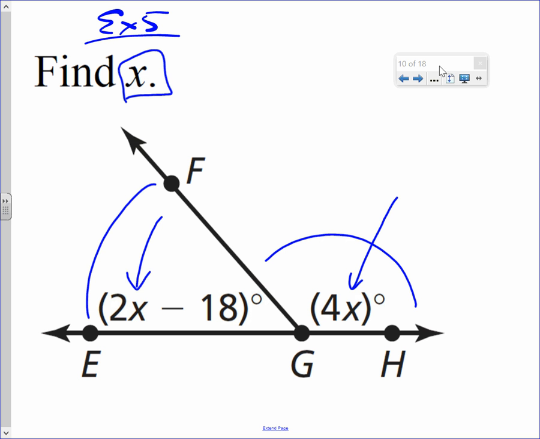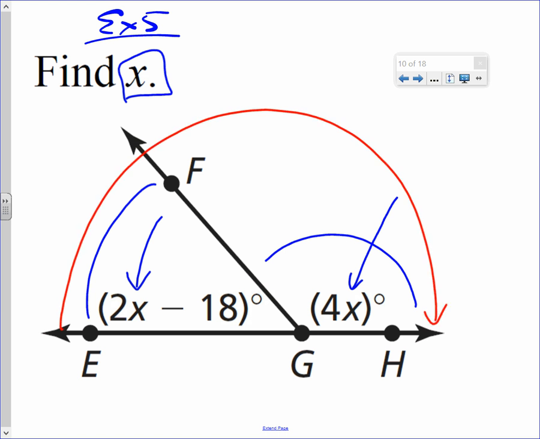What about the big angle? 180. Nice. The big angle is a 180 degree. It's a straight angle. In other words, from here all the way over here is half of revolution. Half rotation would be 180 degrees. We're ready to rock and roll. There's our equation. Again, the big angle equal to the 2 small angles inside of it.